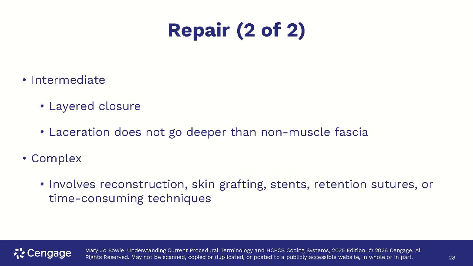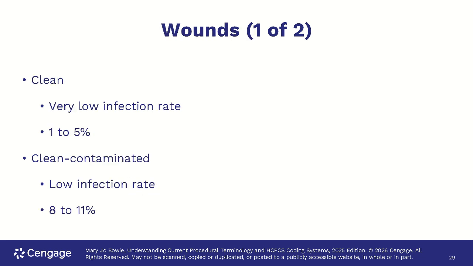Simple is a single layer closure. Layered is what you find in intermediate repair, and this is where the laceration does not go deeper than the muscle fascia. Then you have complex. Complex involves reconstruction, skin grafting, stents, sutures, as well as some extensive debridement.